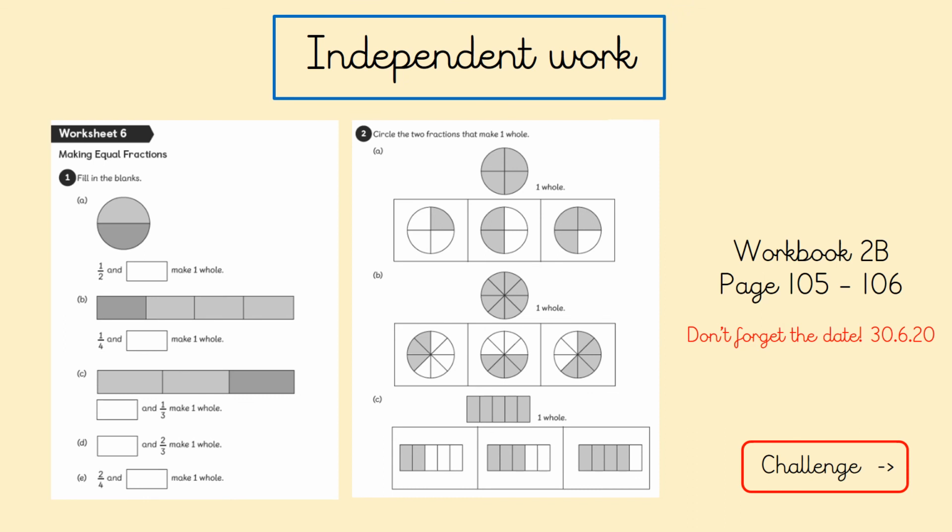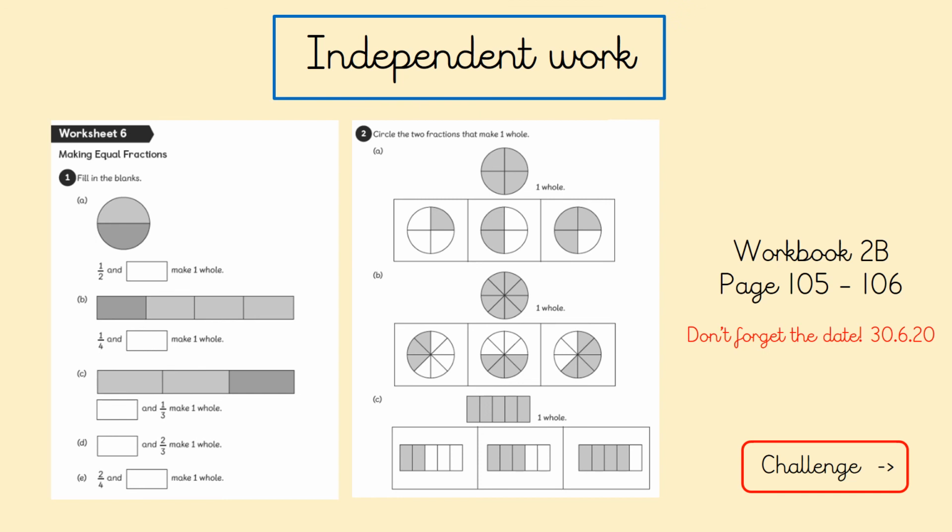So, for independent work, you're going to be working in your workbook again, your 2B workbook, doing pages 105 and 106. Question 1 is quite similar to what we have been doing, and again, be careful, D and E, you haven't been given a picture. So you can draw a picture to help, or you can use your number knowledge to help you. If you have a look at the answers we did for your guided practice, maybe you'll spot the pattern, what the fractions look like if they're equal to a whole.